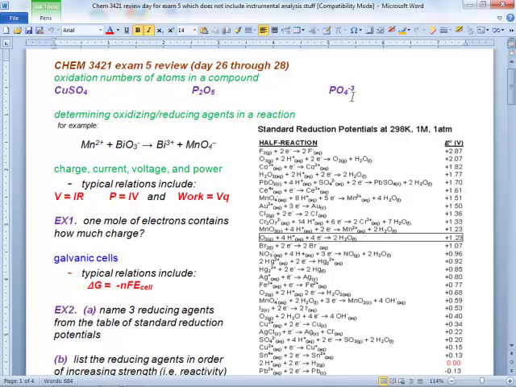Well, if copper's +2, oxygen is always what? -2. And I've got 4 of them, so I have a -8 so far. Right? So the copper's +2, the oxygen's a -2, but I have 4 of them, -8. Now you add up all the oxidation states of everything in a compound. It has to add up to be what? Well, 0 if it's neutral, right?